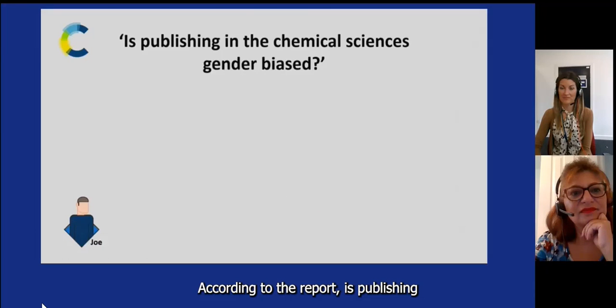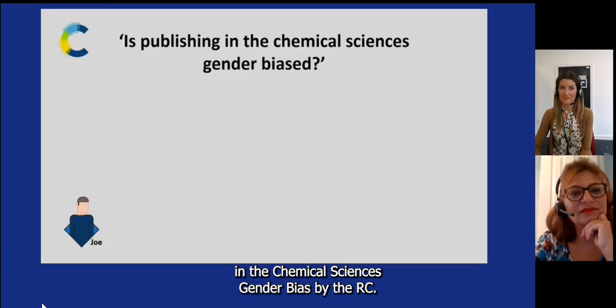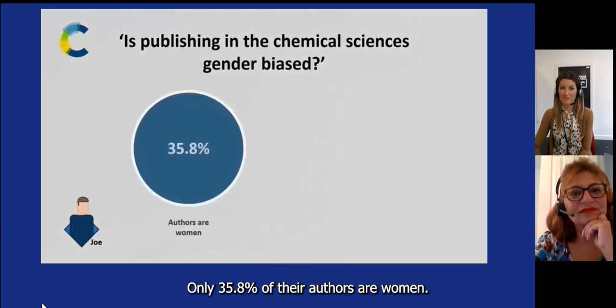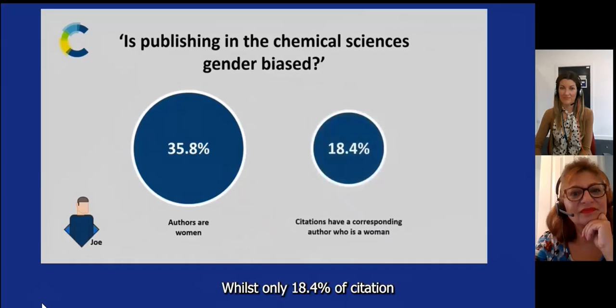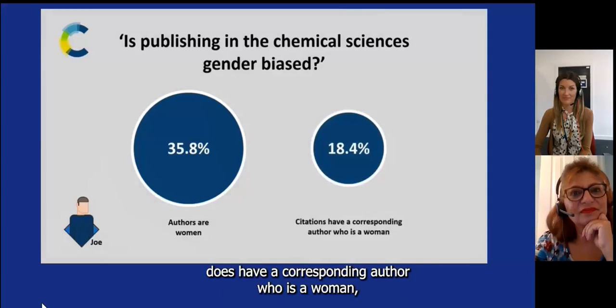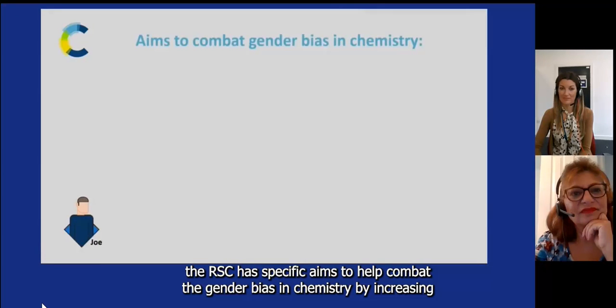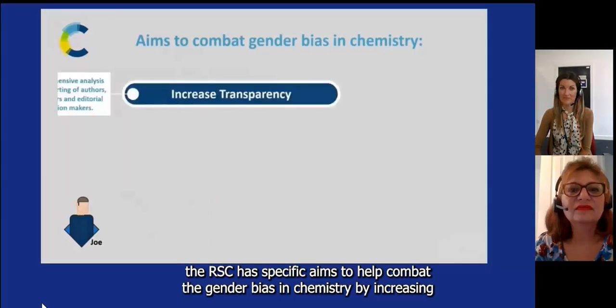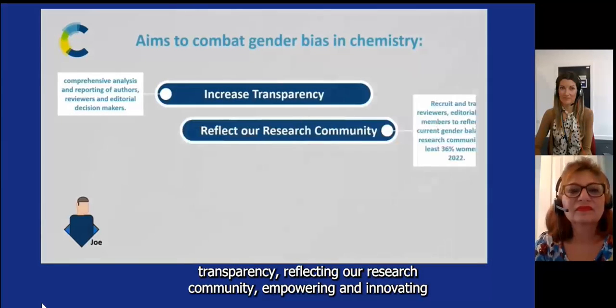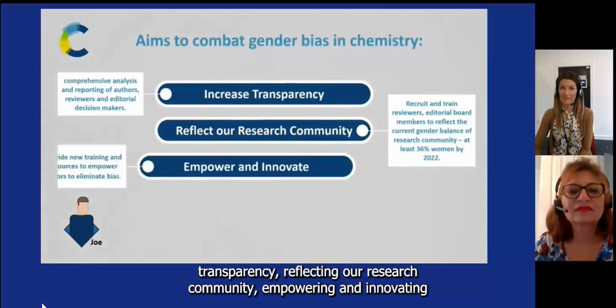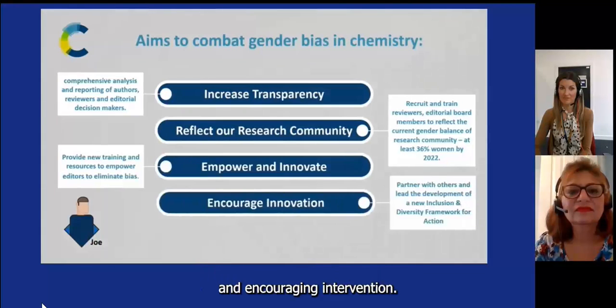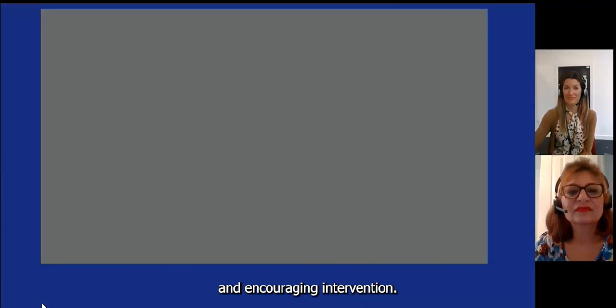According to the report, is publishing in the chemical sciences gender biased by the RSC, only 35.8% of their authors are women, whilst only 18.4% of citations have a corresponding author who is a woman. The RSC has specific aims to help combat the gender bias in chemistry by increasing transparency, reflecting our research community, empowering and innovating, and encouraging intervention.